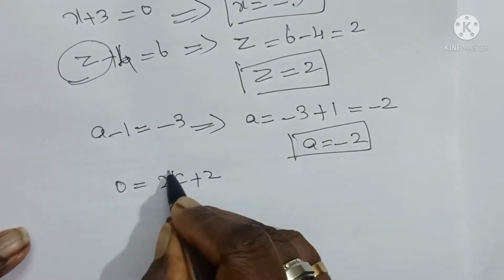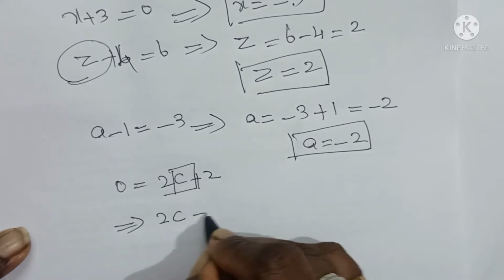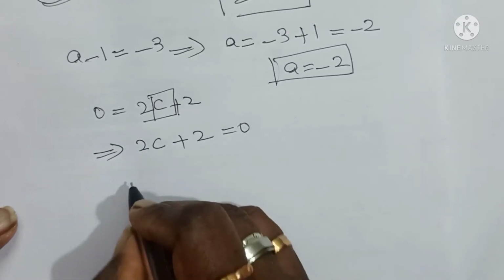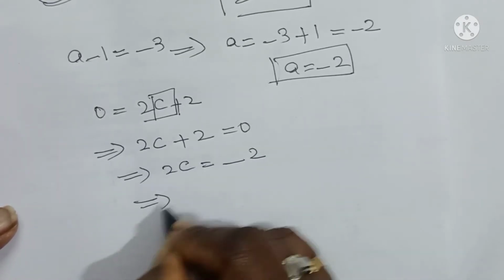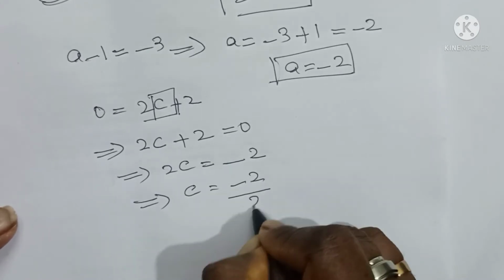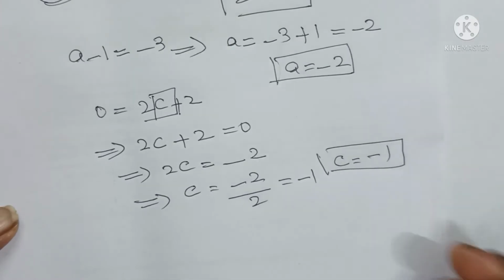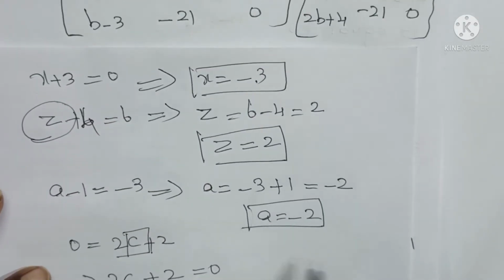We have to find the value of C, correct? So you have to interchange this. 2C plus 2 is equal to 0. If you write it like this, confusion will not come. So this implies 2C is equal to minus 2. This implies C is equal to minus 2 by 2, which is equal to minus 1. So what is the value of C? Minus 1. So we found X, then Z, A, C.